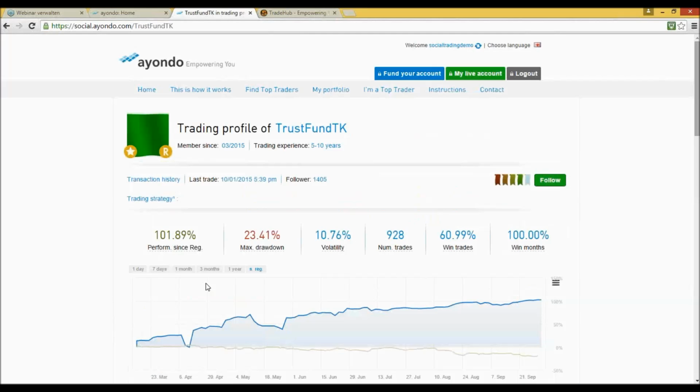And that will take you to their own personal page where they can input their trading strategy if they wish to expose their secrets. They'll tell you a little bit about their experience, how long they've been trading for, and you can see exactly how long they've been trading with us for as well. So we can see Trust Fund TK has been a member of Ayondo since March 2015. He's got 5 to 10 years worth of experience. And you can see here his last trade was done today, about an hour ago. And you can see the number of followers he's got.